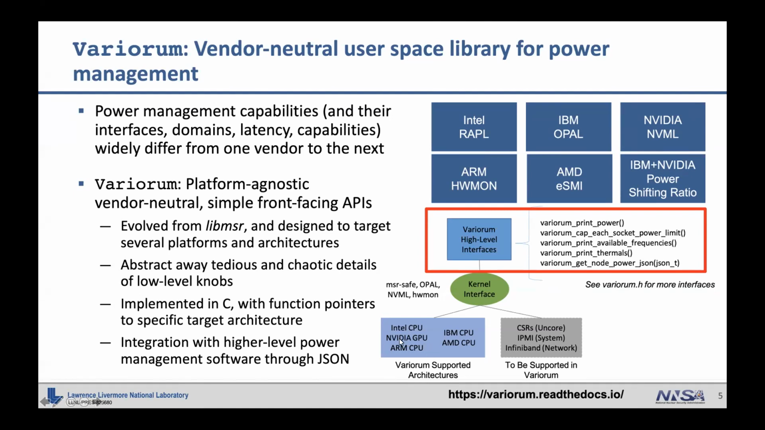So here in blue are the current 5 supported architectures in Variorum. Our AMD CPU port is currently under review and is up for a PR, so that's not quite merged in yet. And then you can see in gray the different architectures that we plan to support in Variorum down the line.